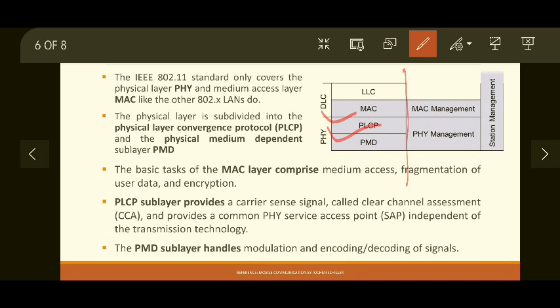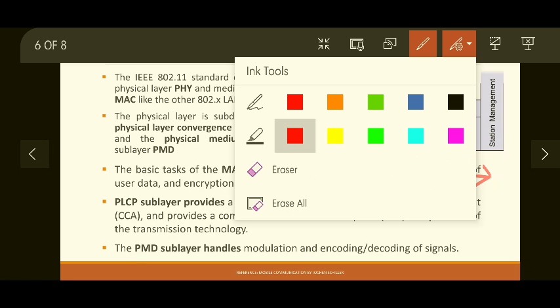Now protocol layers are covered. Now what are the functions of the management layer, and what is the difference between protocol layers and management layers? Let's see that.